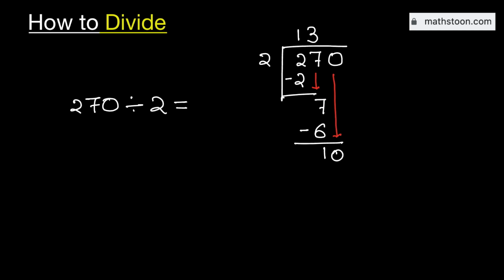And we know that 2 times 5 is equal to 10. Subtract, we get a 0. As we have got the remainder 0, we will stop. Therefore, 270 divided by 2 is equal to 135. And this is our final answer.